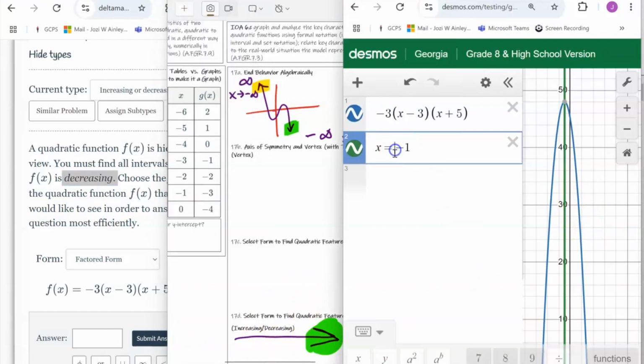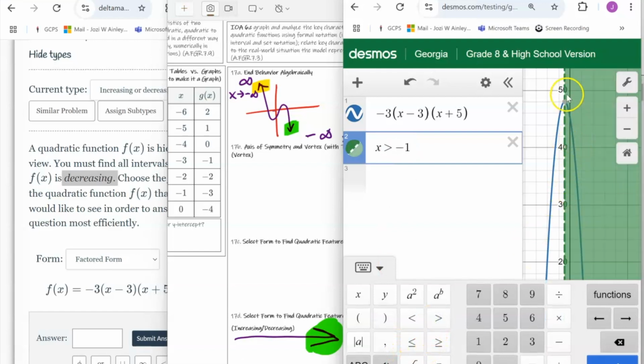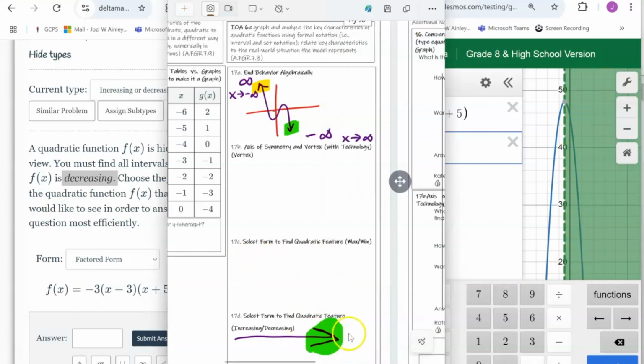So I'm going to go ahead and change my equal sign to say, hey, the right. And boom, it shades it in for me. That is true. Everything where it's shaded is doing what? Decreasing. Now, let me just show you the other arrow.